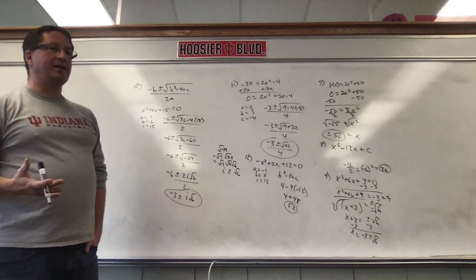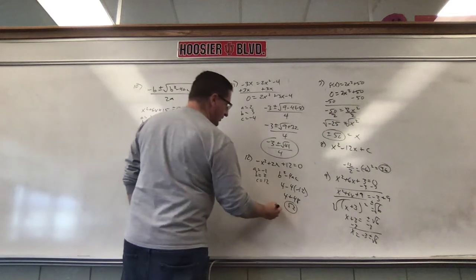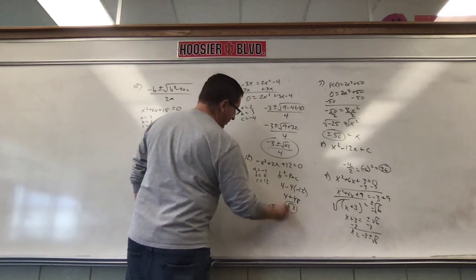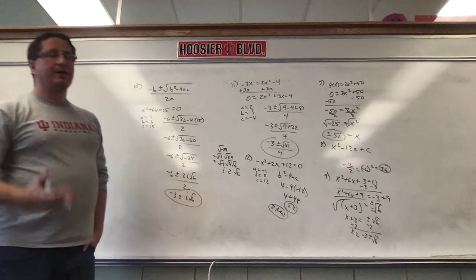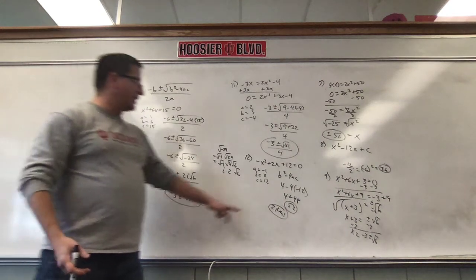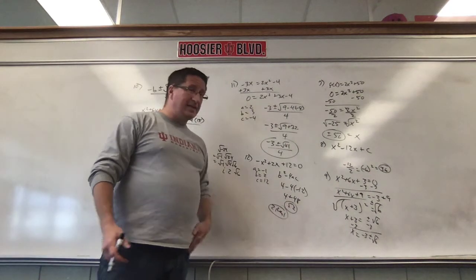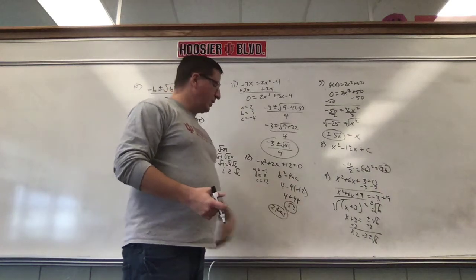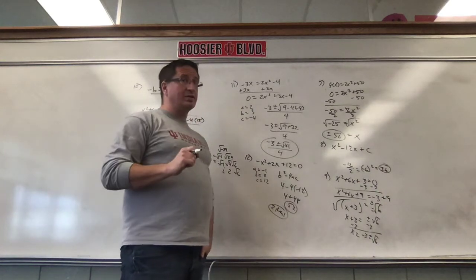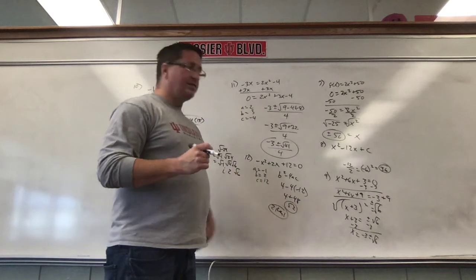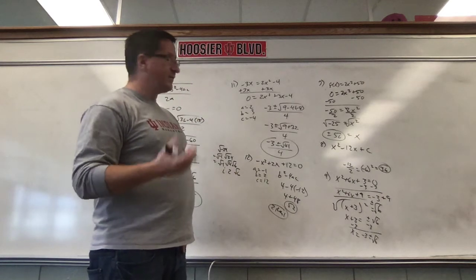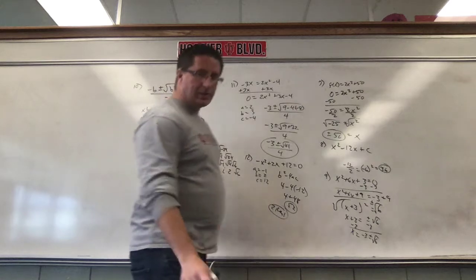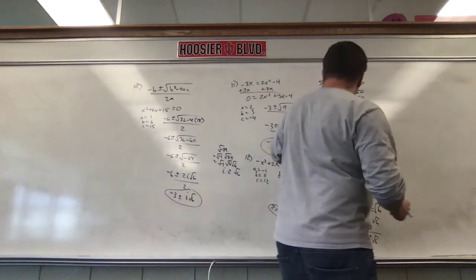What does that tell you about the solutions? There are two real solutions. I don't know what they are, but there are two real solutions. And the reason is because that is positive. If that was negative, there'd be two imaginary solutions. If it was 0, there'd be one real. Got to have that memorized. If it's positive, there's two real solutions. If it's negative, there's two imaginary solutions. If it's 0, there's one real solution.